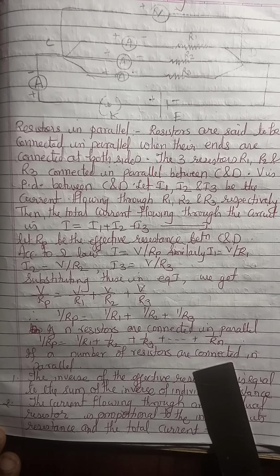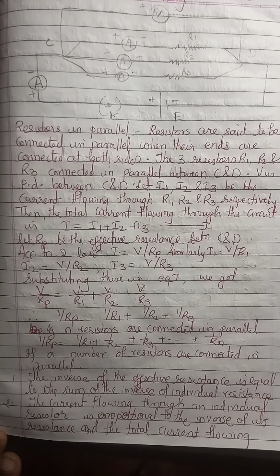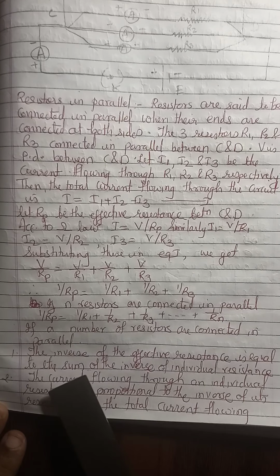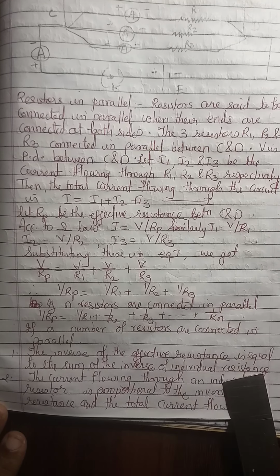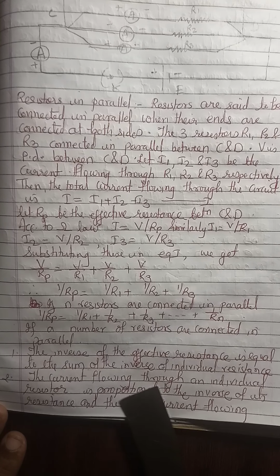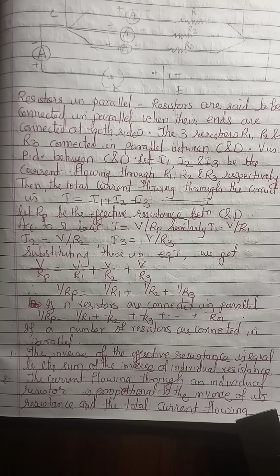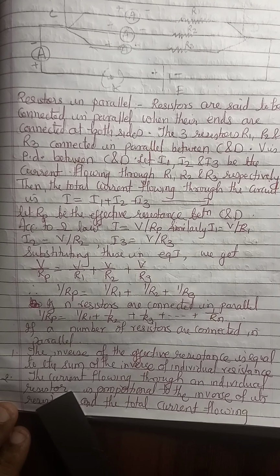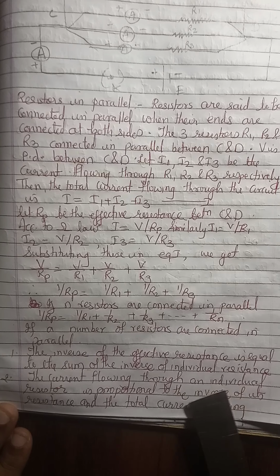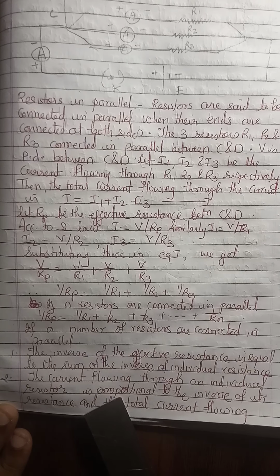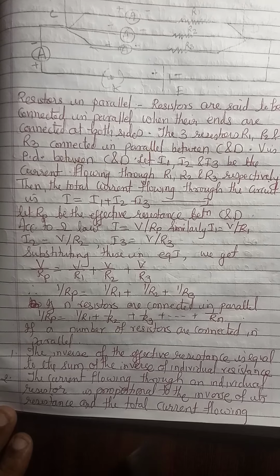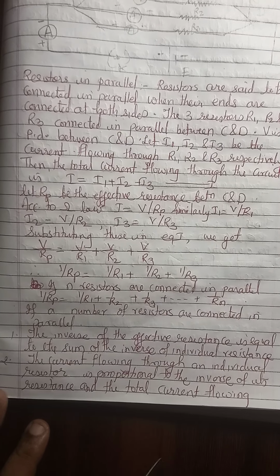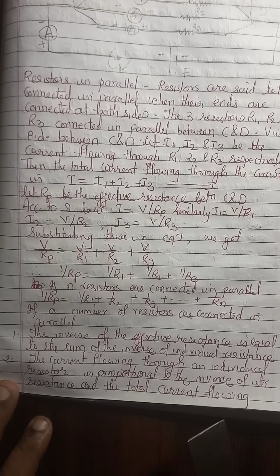If a number of resistors are connected in parallel, then the inverse of the effective resistance is equal to the sum of the inverses of the individual resistances. That is, 1 upon Rp equals 1 upon R1 plus 1 upon R2 plus 1 upon R3 till 1 upon Rn. Second characteristic, the current flowing through the individual resistor is proportional to the inverse of its resistance and total current flowing through it.